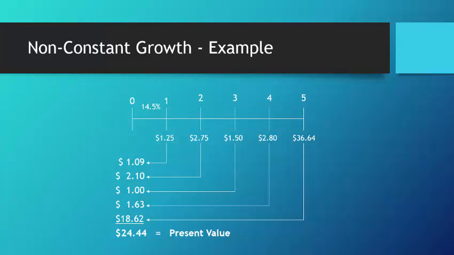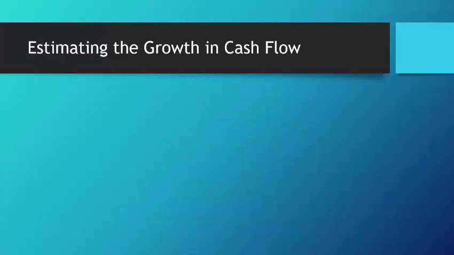I have already done my beta calculation and therefore my required return. That's my R sub S. The only thing I don't have is my G, my growth rate. So let's go talk growth rate.